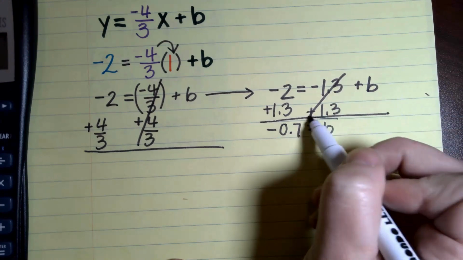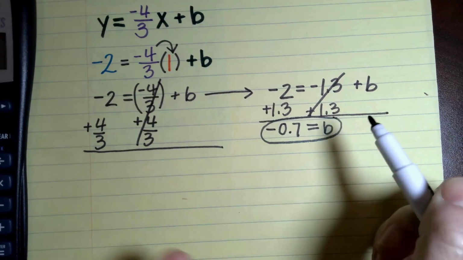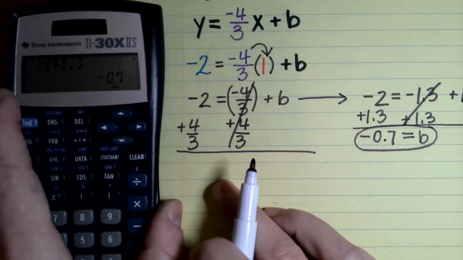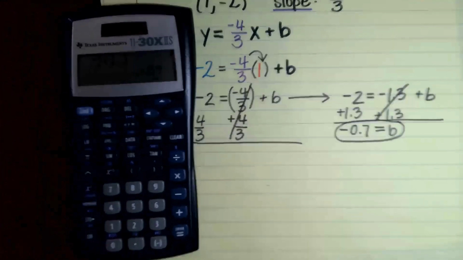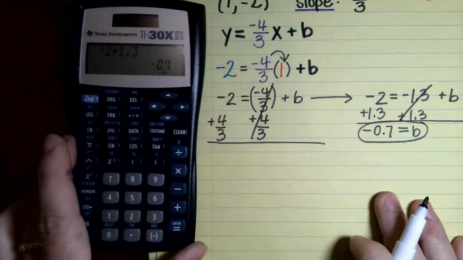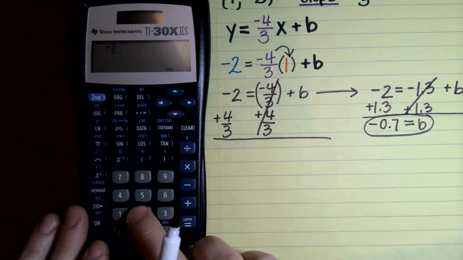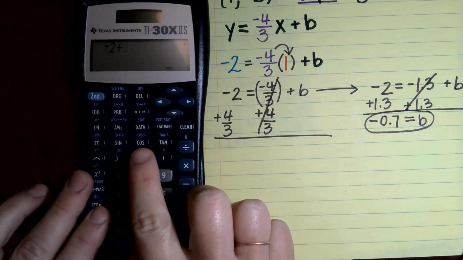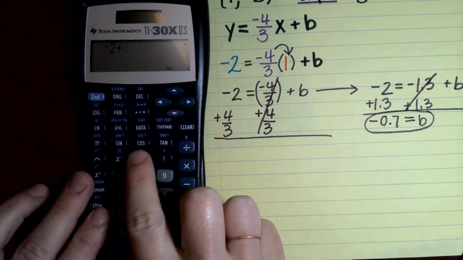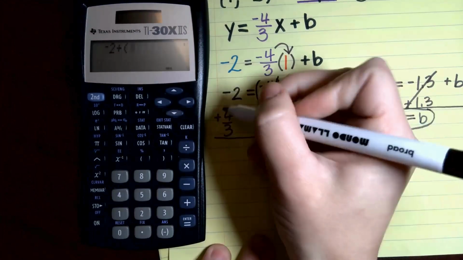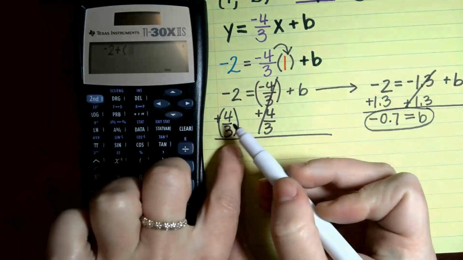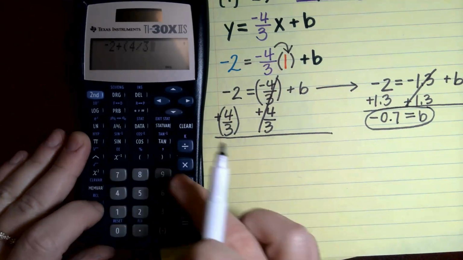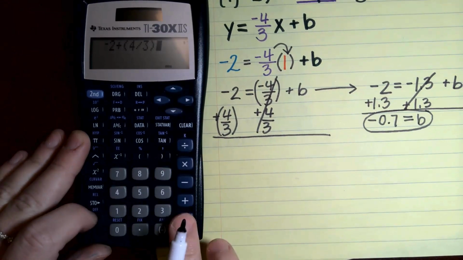So guys, we just solved for b here. Now, if you wanted to do the fraction version, here's how we would type that into our calculator. I would do -2 plus, then I would have to use parentheses, because I'm adding this fraction. 4 divided by 3, close parentheses, enter.